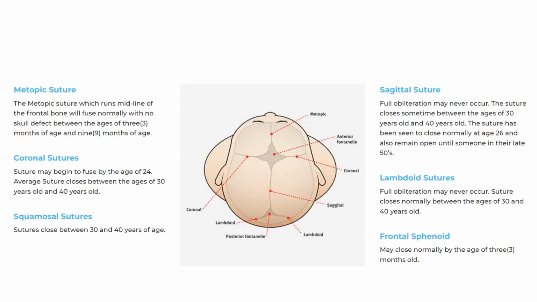The sagittal suture, full obliteration will never occur. It usually occurs sometime between 30 years of age and 40 years. The suture has been seen to close normally at 26 years and also remain open in someone in their 50s.